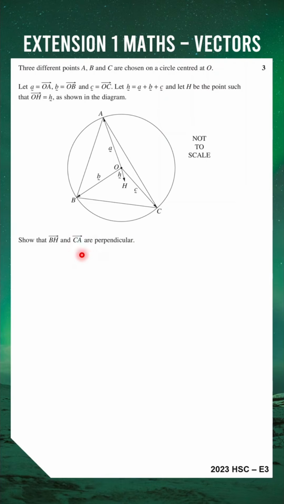Okay, showing vectors are perpendicular. Usually the easiest way of doing that is by showing they have a dot product equal to 0. That's our goal here. So let's set up our vector BH by writing H minus B and CA as the vector A minus C. That's a common result that I definitely recommend you know.